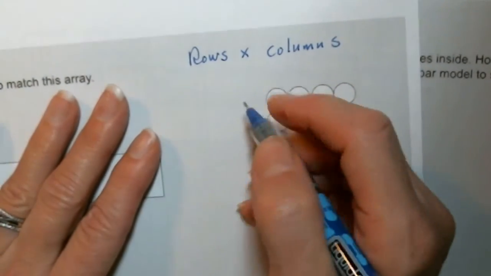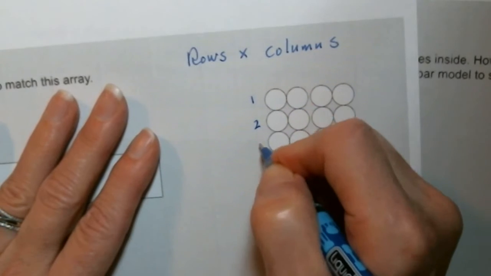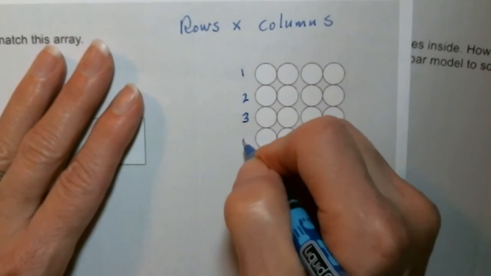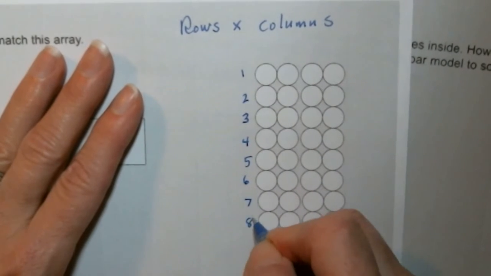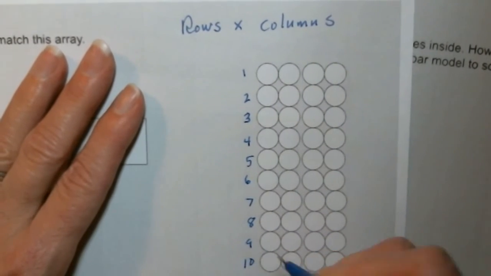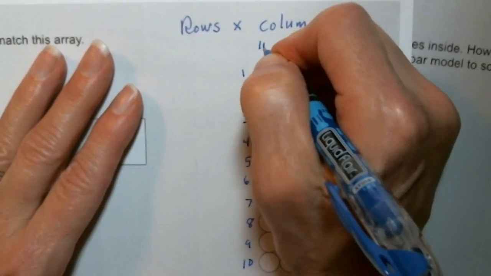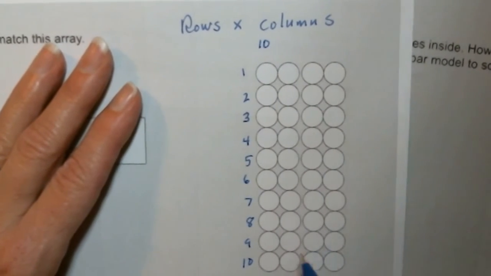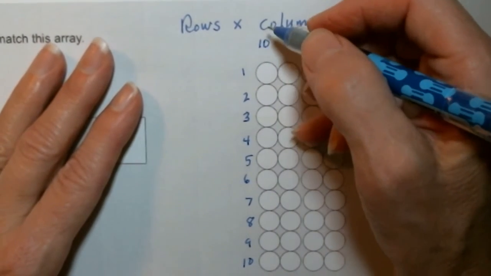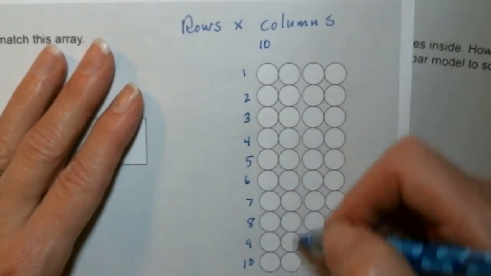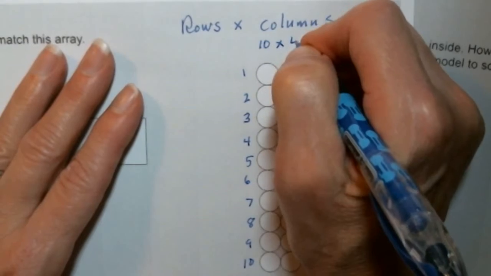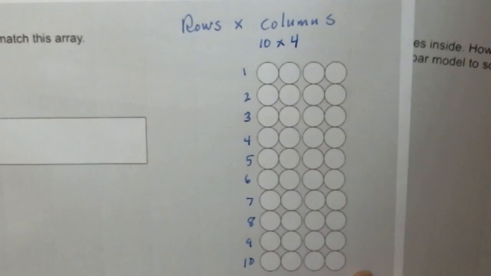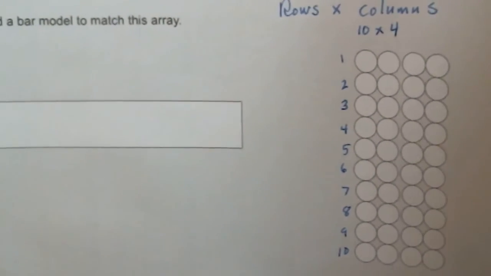Rows, so I have to count my rows. 1, 2, 3, 4, 5, 6, 7, 8, 9, 10 rows. And in each row, there are 1, 2, 3, 4 columns. 10 times 4.